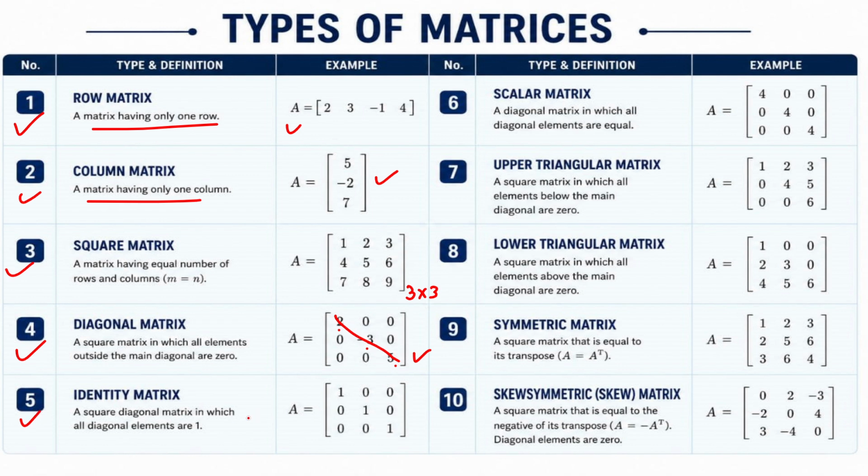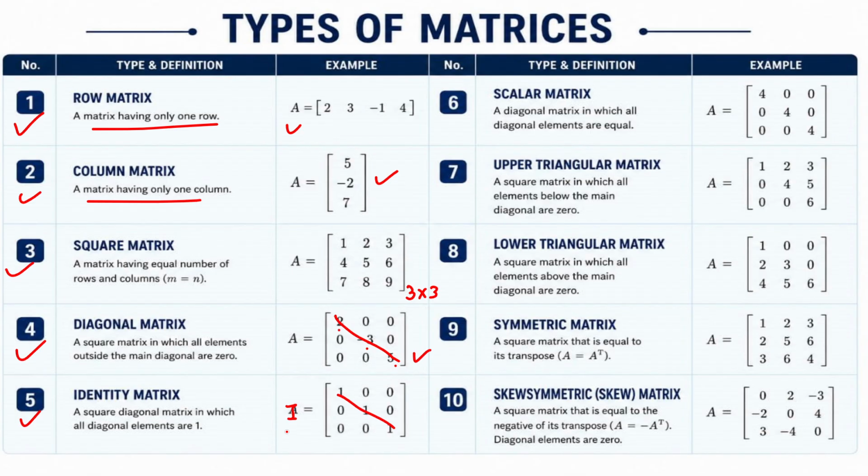Type number 5 is the identity matrix. A matrix having diagonal elements 1 and remaining all values 0 is called an identity matrix. You can say this matrix is also a diagonal matrix, because only diagonal elements have some value, remaining values are 0. But in an identity matrix, compulsorily the diagonal elements will be 1. That's why it is called an identity or unit matrix also, and it is denoted by letter I. Remember this.